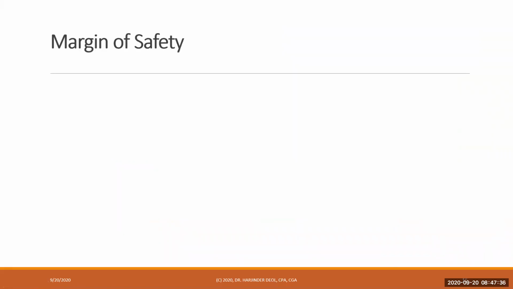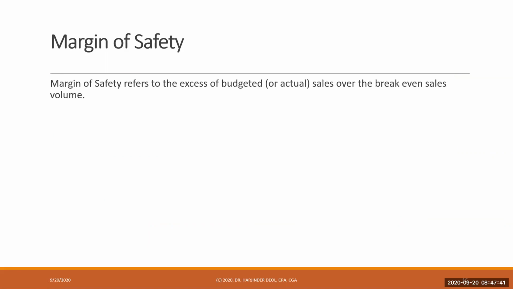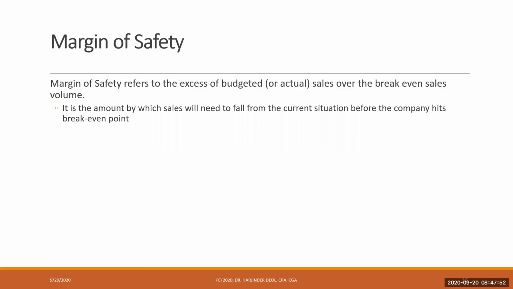Next concept is that of margin of safety. So margin of safety relates to the excess of budgeted or actual sales over the break-even sales volume. It's the amount by which sales will need to fall from the current situation before the company hits break-even point. Any further decline in sales will mean losses. So how safe, how far removed is the company at present from breaking even or falling into loss-making territory?